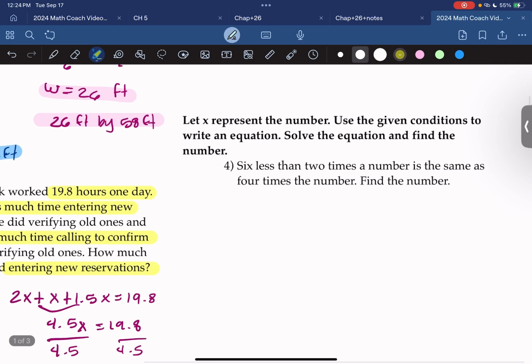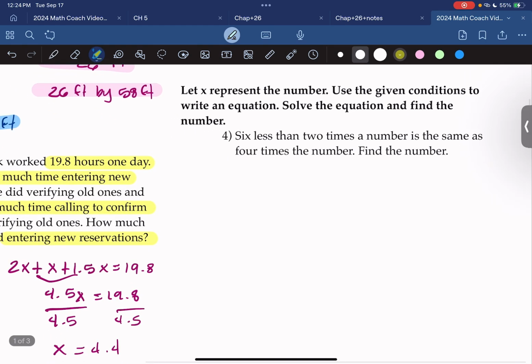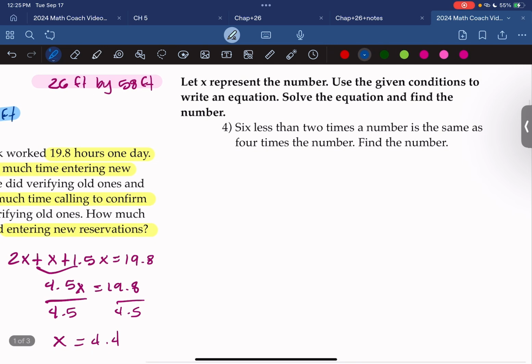Okay, number 4. Let x represent the number. Use the given conditions to write an equation. Solve the equation and find the number. Let's be fun. Let's change colors. So 6 less than 2 times a number. So 2 times a number minus 6, because that's 6 less than 2 times a number, is the same as 4 times the number. So now let's just plug it into an equation.